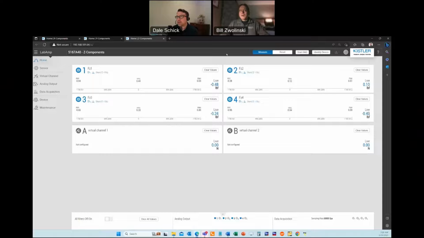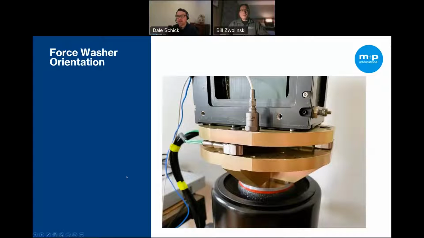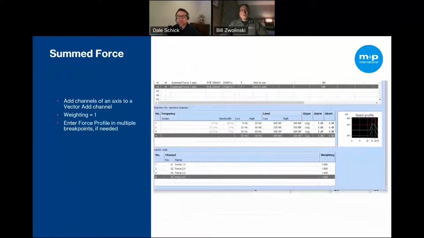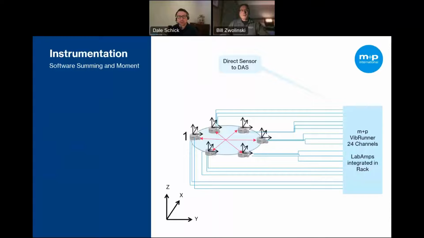Let's see. I'm going to share my screen here. Can everybody see this? Yeah. Okay. This is just the force sensors that I have set up here. So I'm going to get back to the whole presentation, really fast. That's it.